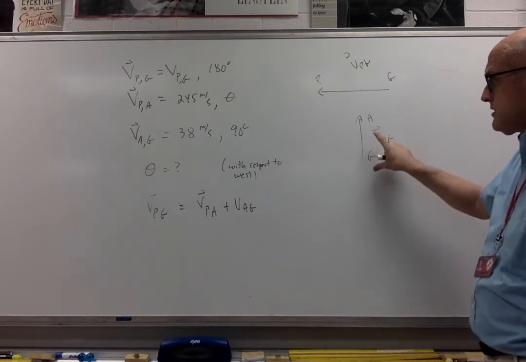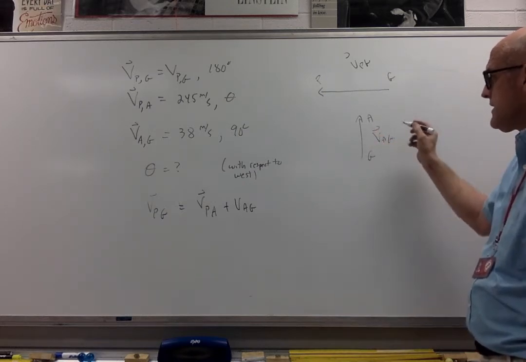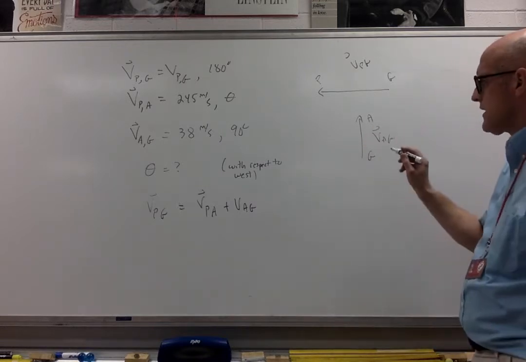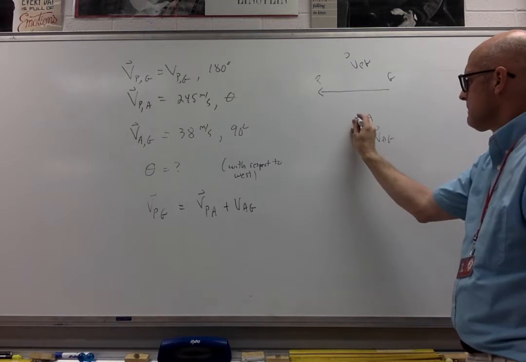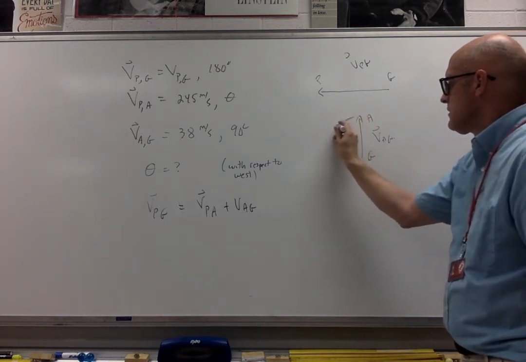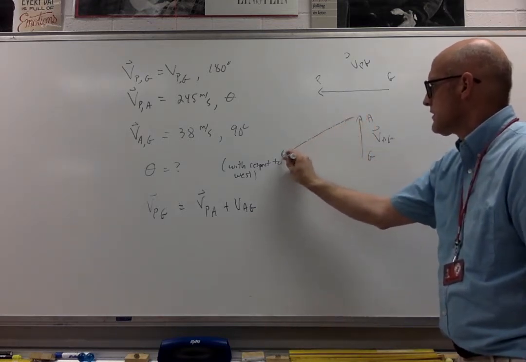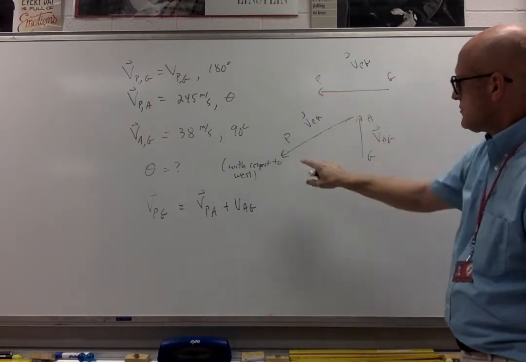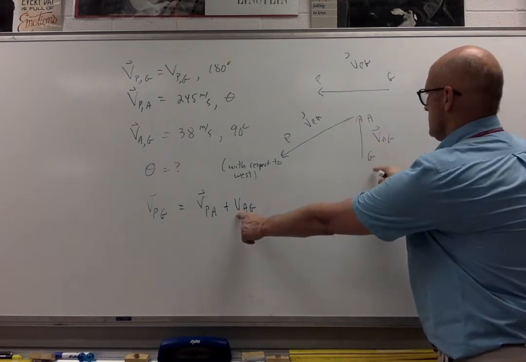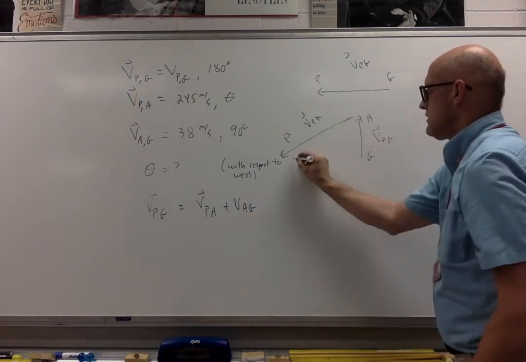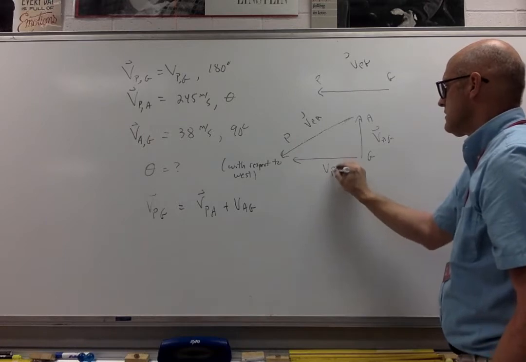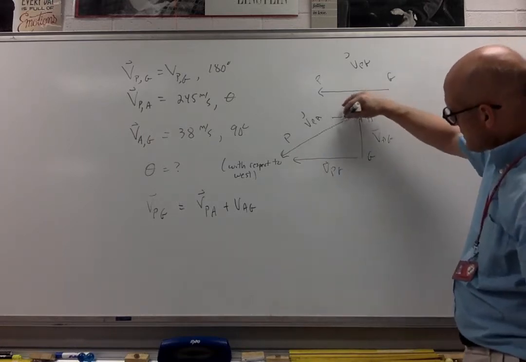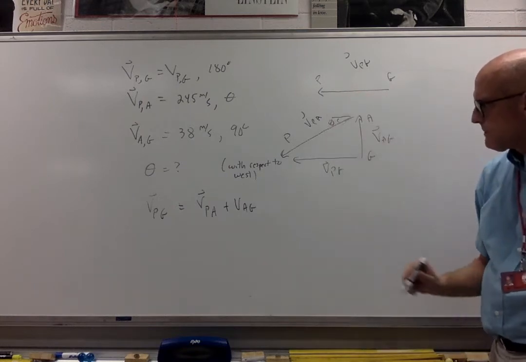So VAG plus VPA, which is 245, so that's a third quadrant angle. So something like that. So this is our VPA. So when you take VPA and add it to VAG, head to tail, you get VPG. So if we want the angle with respect to west, we're looking for that angle right there.